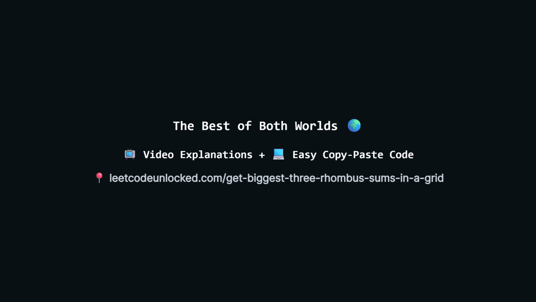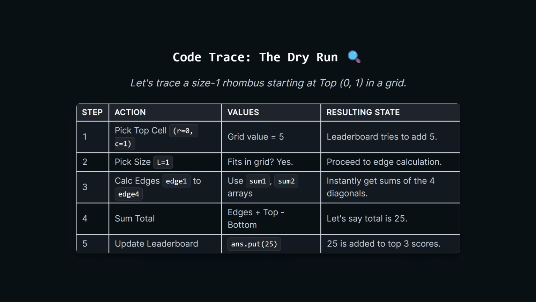Now getting back to the explanation, code can be hard to visualize just by looking at it, so let's run a simple example through it conceptually. Imagine our top point is at row 0, column 1, and the number there is a 5. We immediately try to put that 5 onto our leaderboard. Then we expand to a size 1 diamond. We verify it doesn't crash into the grid borders. Next, we ask our pre-calculated grids for the sums of the 4 diagonal sides. We combine those sums, adjust the corners, and let's say the total border equals 25. We throw that 25 to our leaderboard, and it updates our top 3. We just repeat this for everywhere.